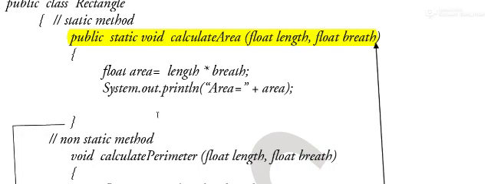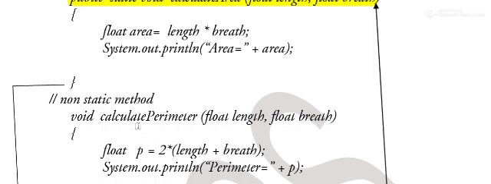An example of a non-static method: void calculatePerimeter. Here the access specifier is not used, the modifier is not used, only the return type, method name and the parameter list are used. The difference in both methods is that the first method can be called using the class, but the second method cannot be called using the class. To call this method, we need an object. Now see the main method of this program.